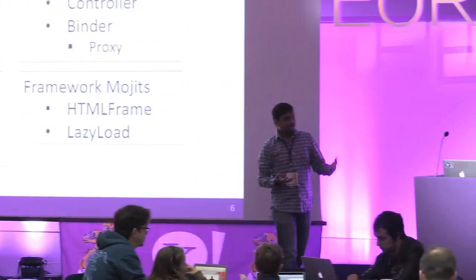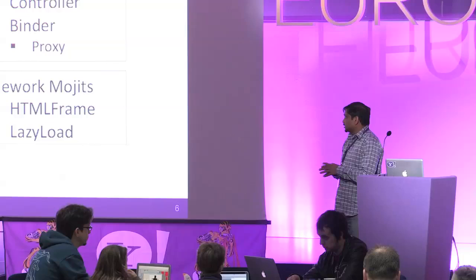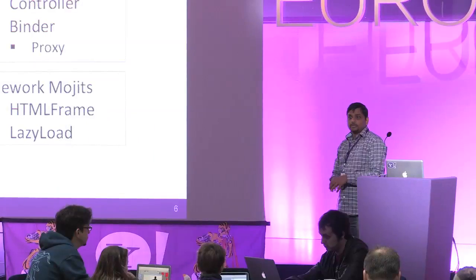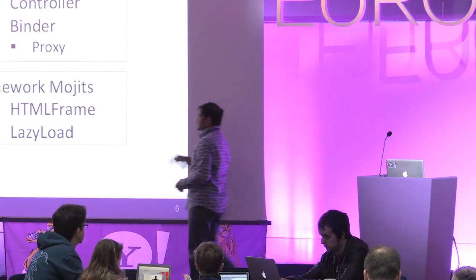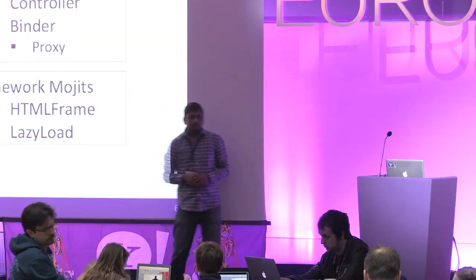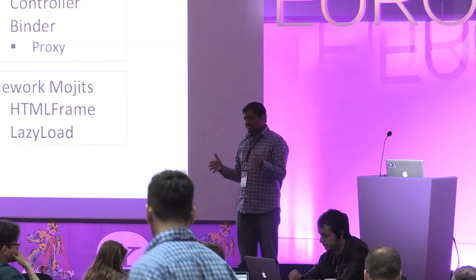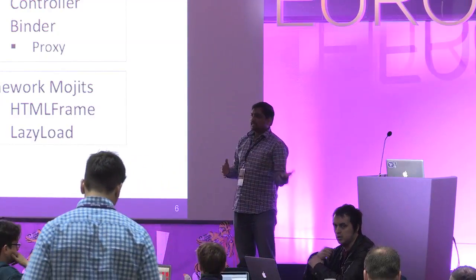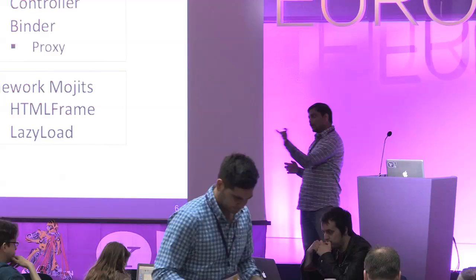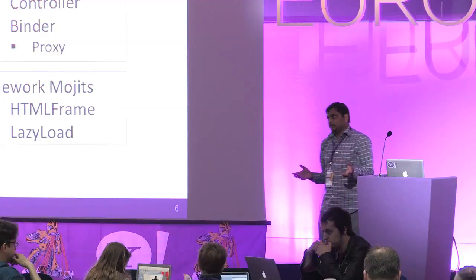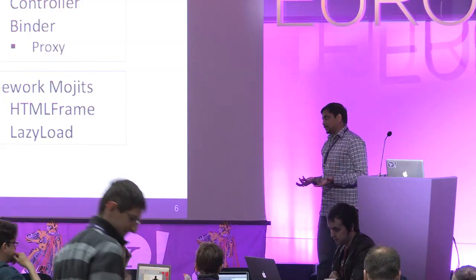HTML frame is something that we will use more often than not everywhere, because that's the one that will give you the base chrome of your final HTML. And then we have a very powerful lazy load mojit. So it says, do not execute things on the server side immediately. Let things settle down on the client side, probably make an AJAX call, get the data, so that for the user, he gets at least the loading part immediately. He may not get the full UI, but he gets the loading and sees that there is something happening in the application.